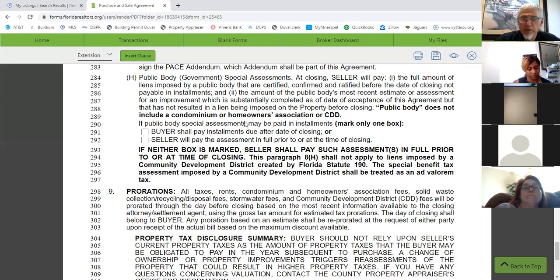If the public body special assessment may be paid in installments, mark one. Either the buyer is going to pay the installments due after closing, which you don't want, or the seller has to pay it all in full. That's what you want.